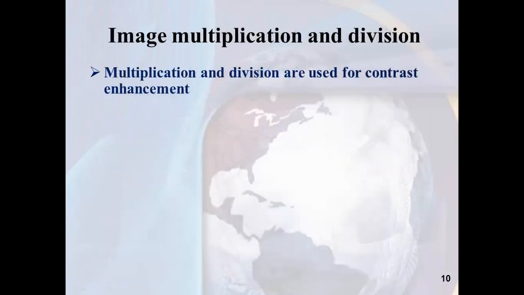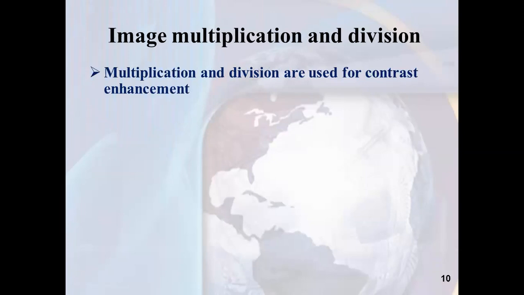Now we go to image multiplication and division. What is the effect of multiplication and division on contrast enhancement? In fact, if you multiply the pixels by a value greater than 1, it means that we increase the values of the pixels. So if I multiply by 1.5, 1.2, 2, any number greater than 1, the values will be increased. Increasing the values means that we increase the contrast, the brightness of the image increases, and the colors become more lighted and approach white.